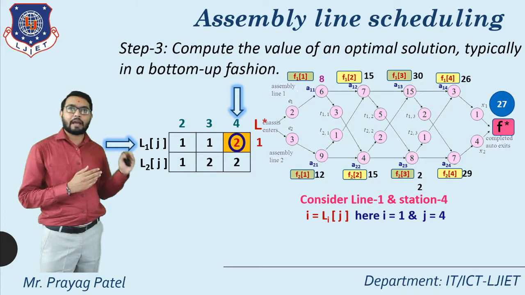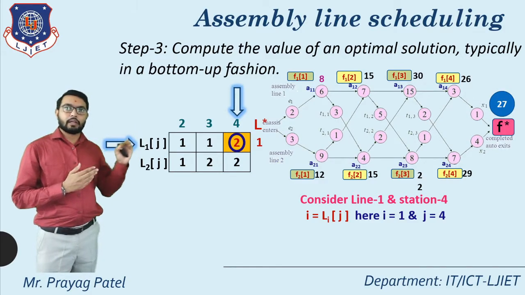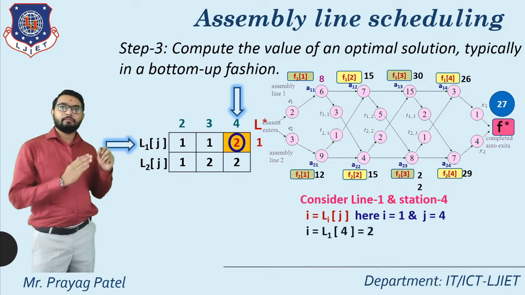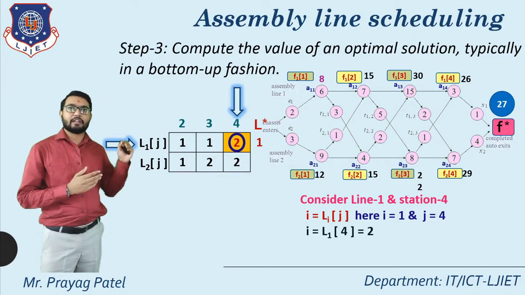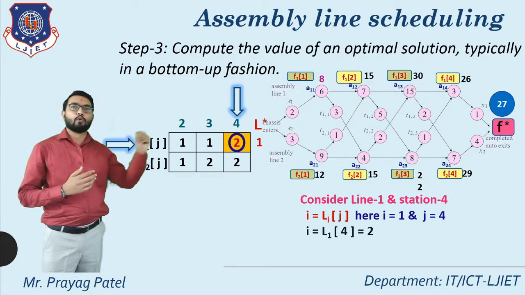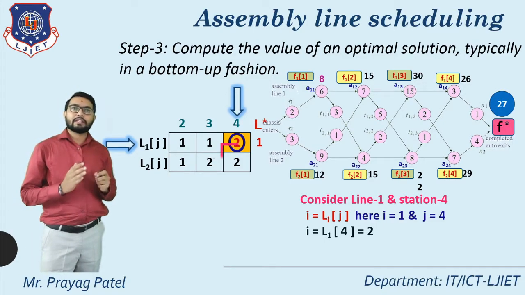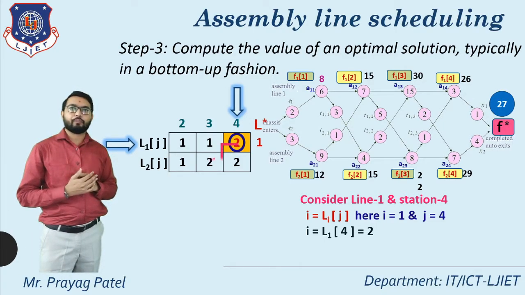Here consider the value of i equal to 1 because it is the first row, and the value of j equal to 4 because it is the fourth column. So consider L1 4. What is the value of L1 4? The value of L1 4 equals 2. So we can say that L1 4 equal to 2. What is the meaning of L1 4 equal to 2?